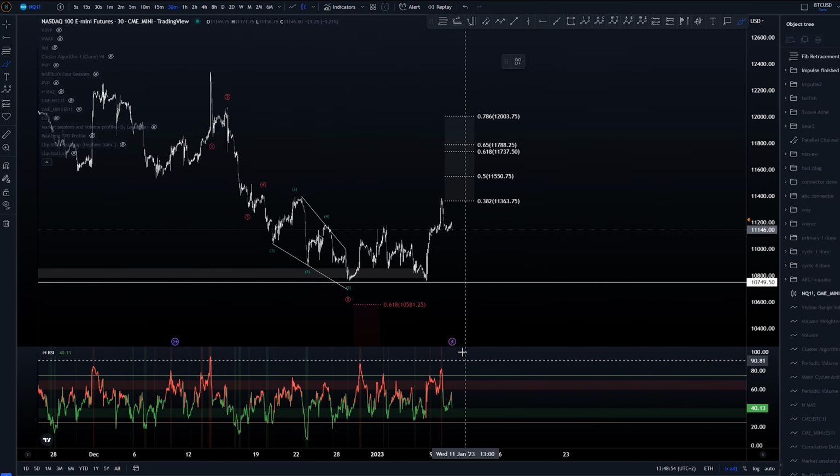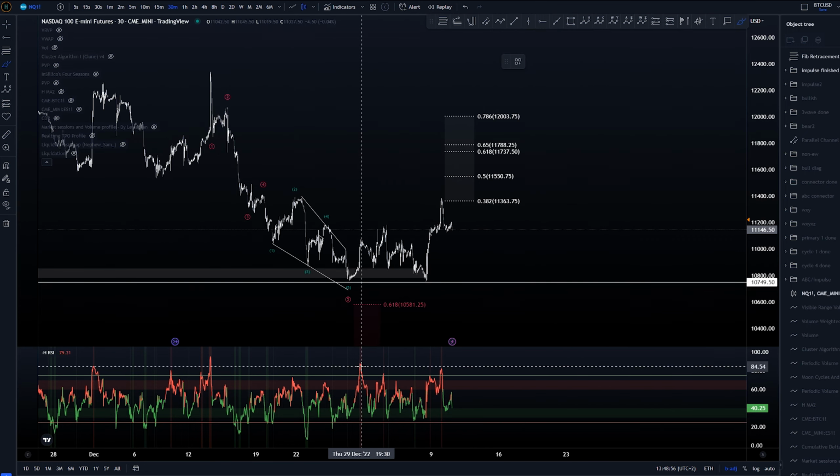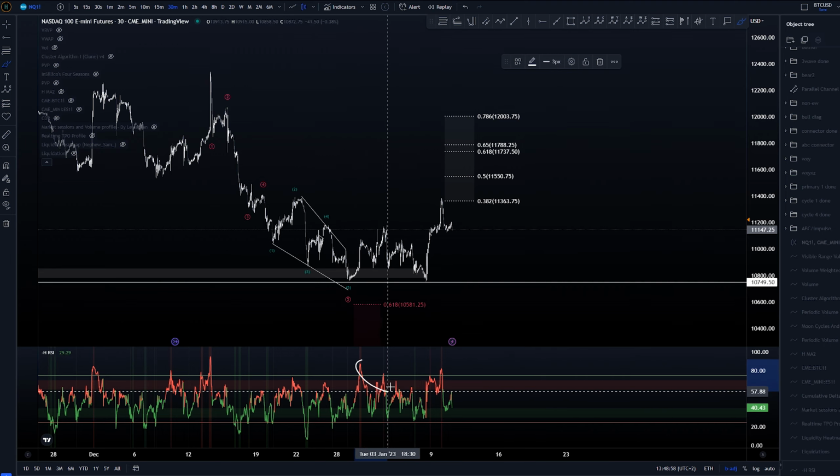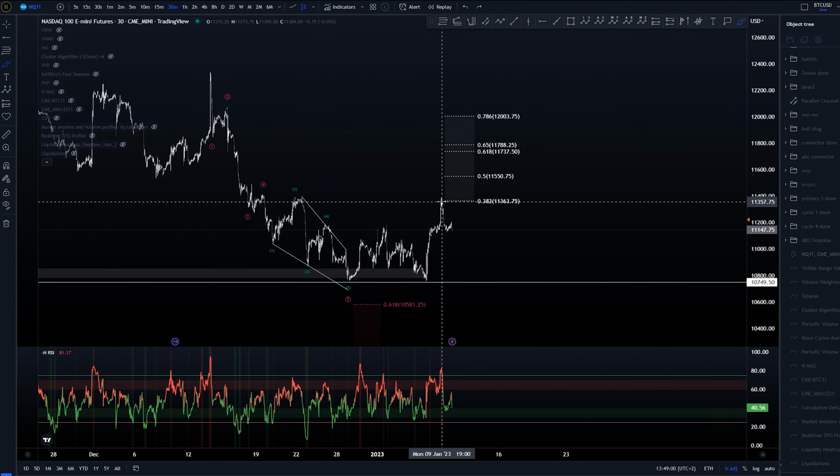The only thing that I don't really like about this overall structure is that we did not take out these highs here on RSI with the more recent structure.